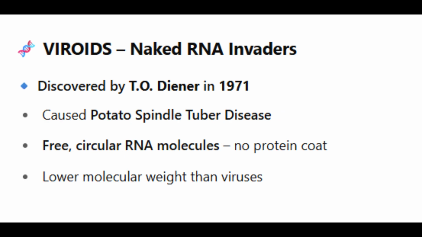Naked RNA invaders, discovered by T.O. Diener in 1971. They caused potato spindle tuber disease. Viroids are free circular RNA molecules with no protein coat, and they have lower molecular weight than viruses.